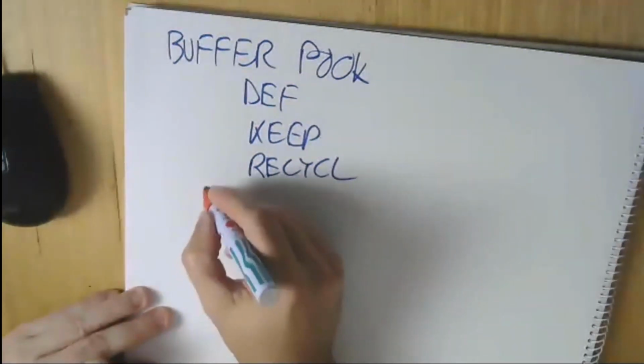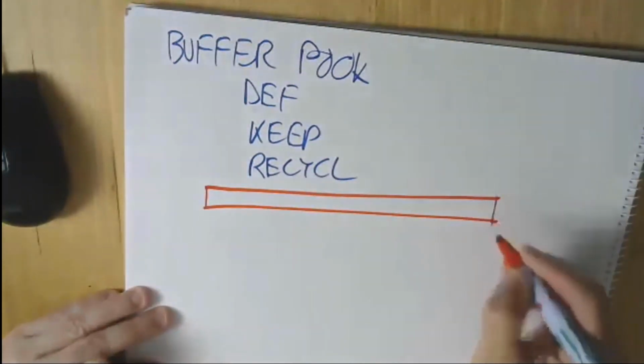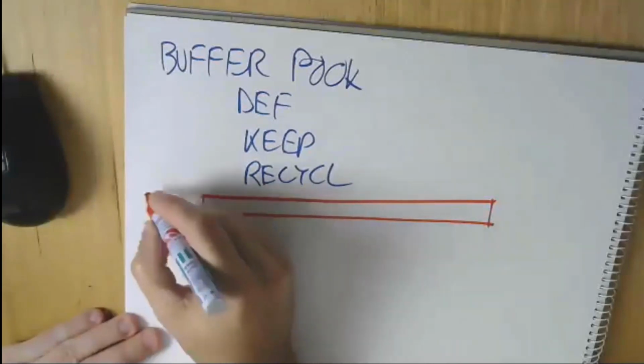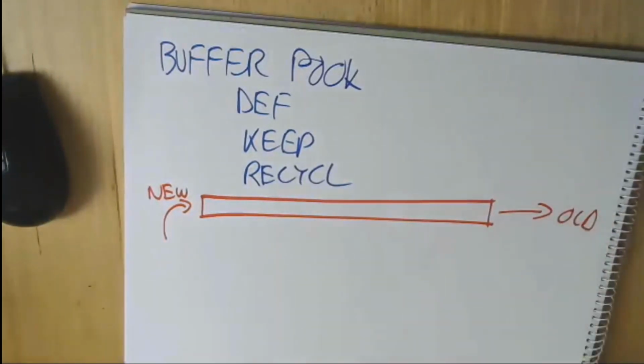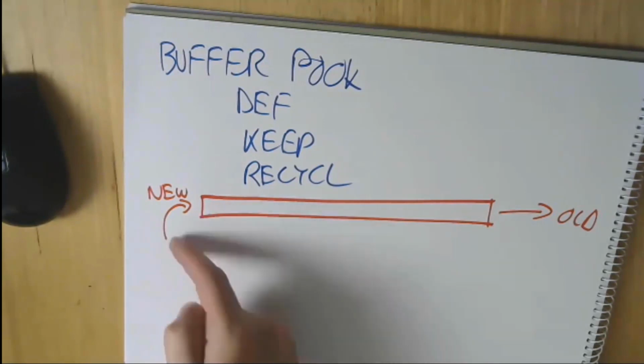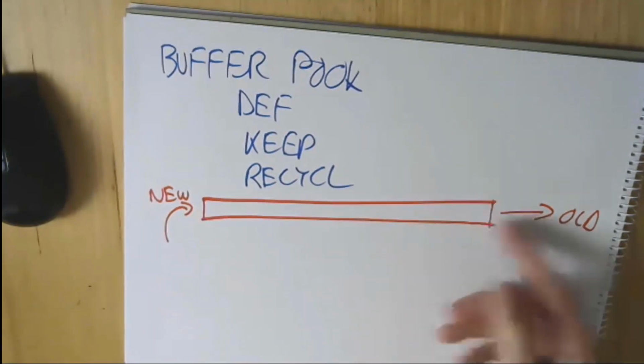Early versions of Oracle. Memory was like most of us think about memory. New stuff comes in at one end. As it gets old, it gets pushed out the other end. LRU, least recently used. That was a disaster if you did a full table scan, because everything that came in would flush out all your good data and throw it away.